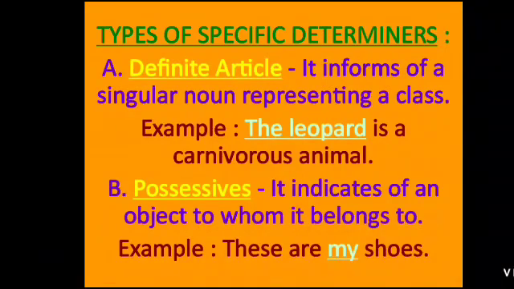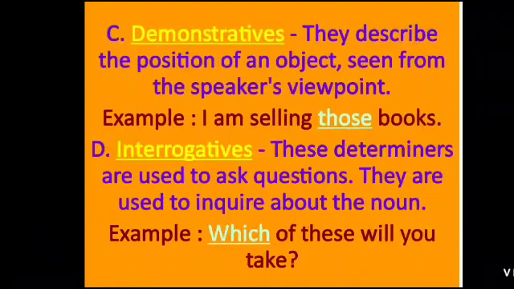When we talk about possessives, it indicates of an object to whom it belongs to. That means possession, ownership. These are my shoes. Here when I am talking about the shoes, that means shoes are indicated with the determiner my. That means it is specifically referred to my shoes. Clear? Then we have demonstratives.